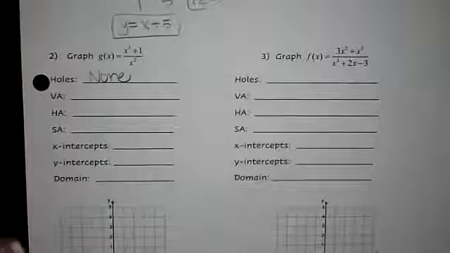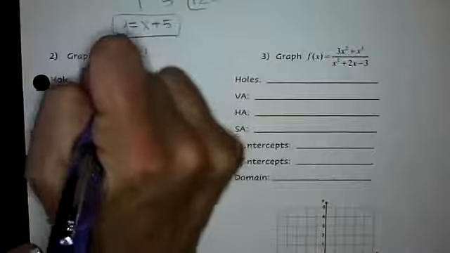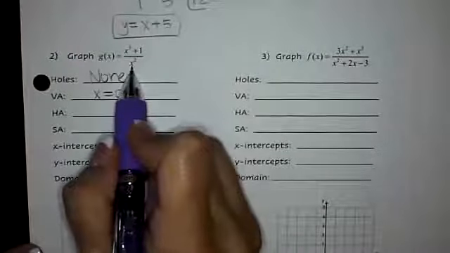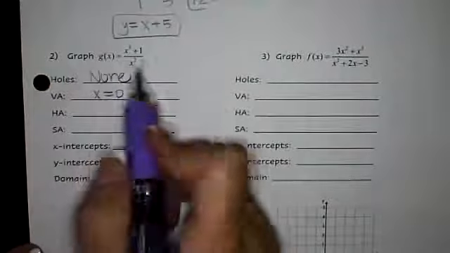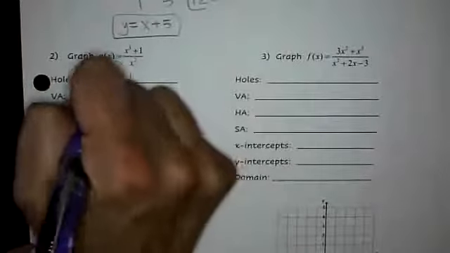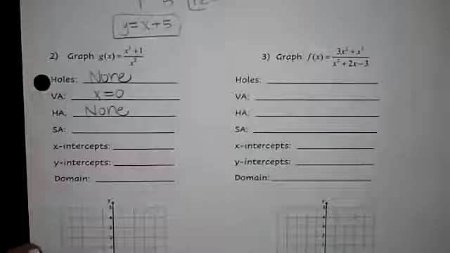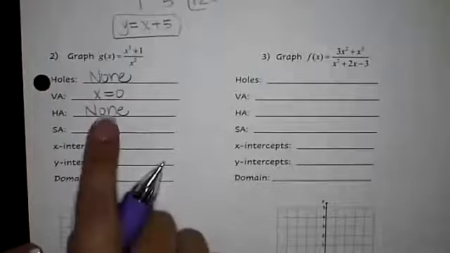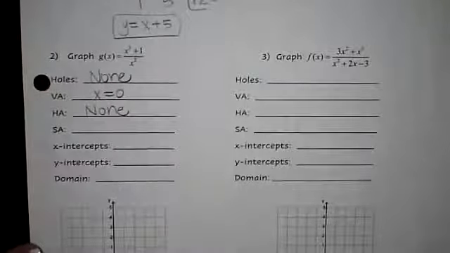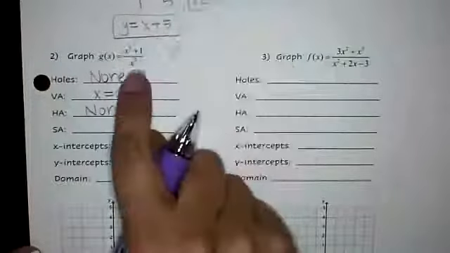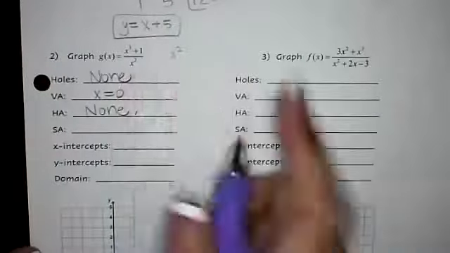Then we look at the vertical asymptote. The vertical asymptote is what makes my denominator 0. That would be x equals 0, since the only thing in the denominator is x squared. This is bigger on top, so there is no horizontal asymptote. We would write none. Don't put 0 because then it sounds like you think there's an asymptote at 0. You would write none in the place if there is not one. For the SA, which is the slant asymptote, we do the division. In this case, we're dividing by an x squared, so we have to use the long division.